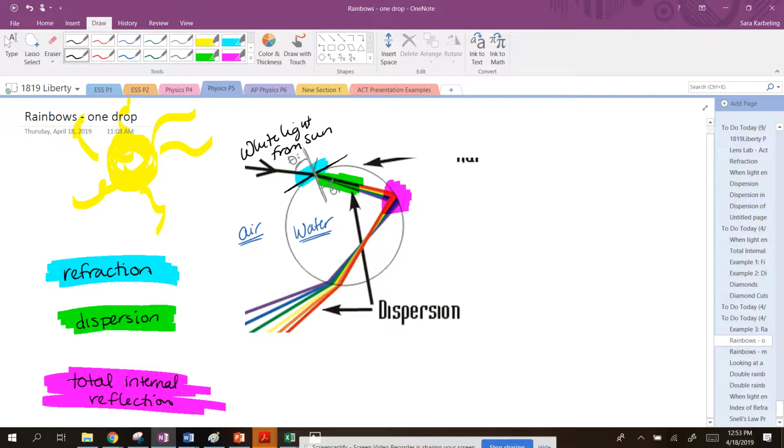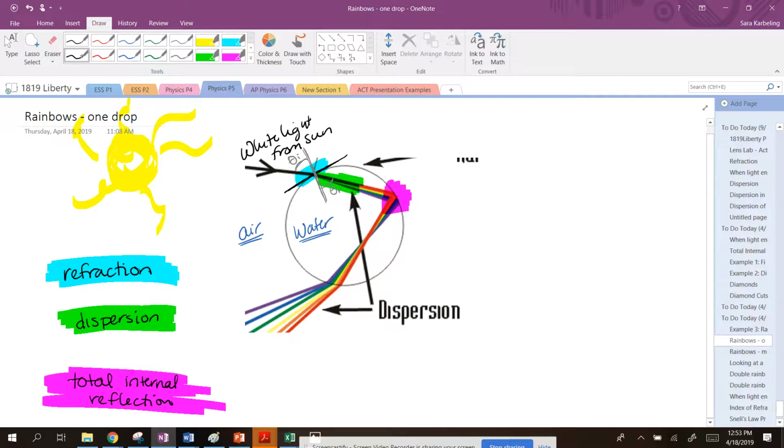So the game is that the light comes in, all is one, it bends, it spreads out, it reflects off the back, and so it stays in the water droplet until it exits here, and now the angle that it's coming in at is small enough that it's just going to bend out.